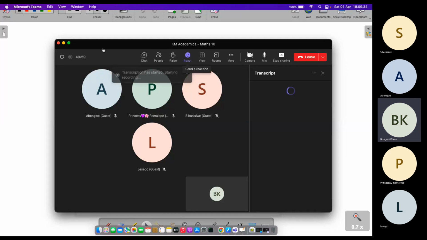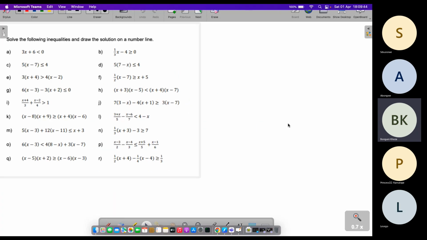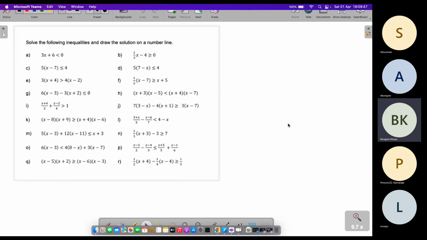Can everyone see the screen? Yes, sir. All right, let's just get started. If people are joining in, they'll find us along the way.